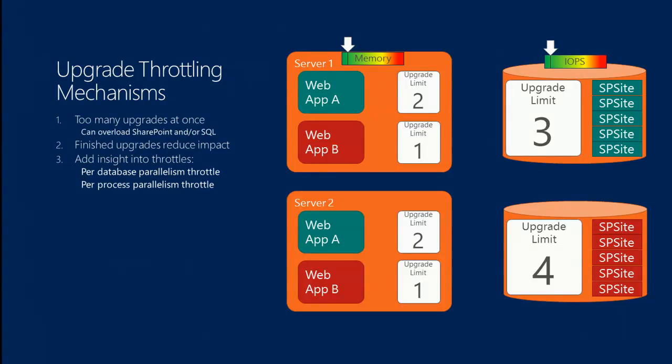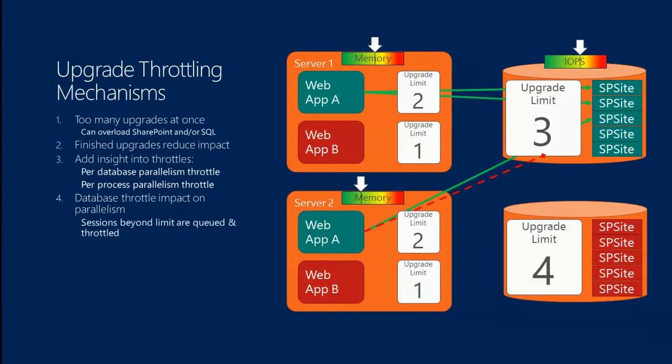So what happens when we have these throttles in place? Well, they apply in two possible ways. The first one is, as connections go through, if they're allowed through the web application level, the in-process upgrade limit, then they hit the database limit. The way the upgrades work is it's first come, first served. The first person to go in and say, I want to upgrade a site collection, gets that site collection queued in that database. Then the next one gets the next one, et cetera.